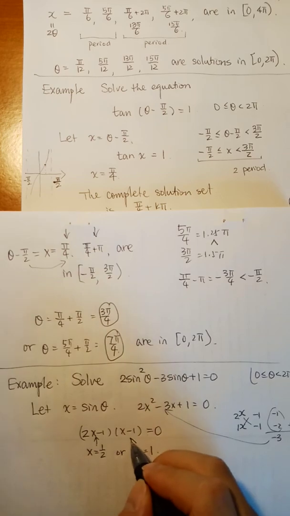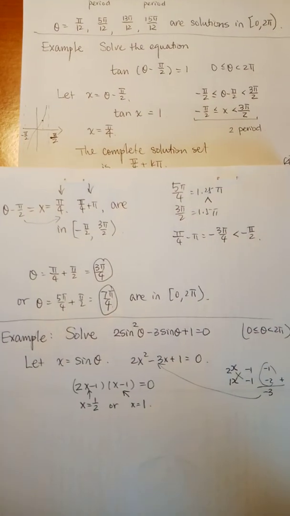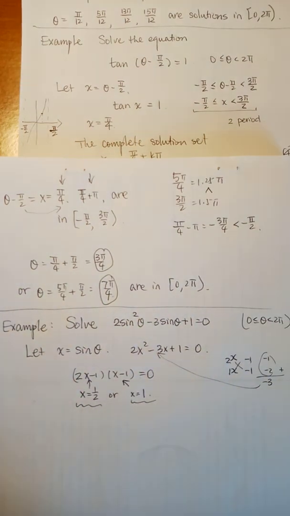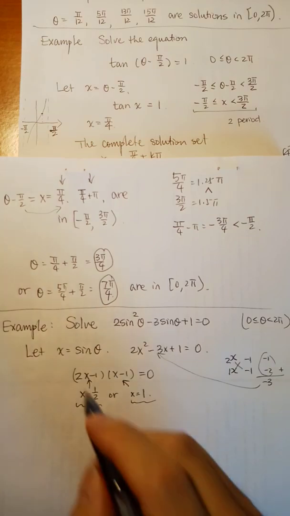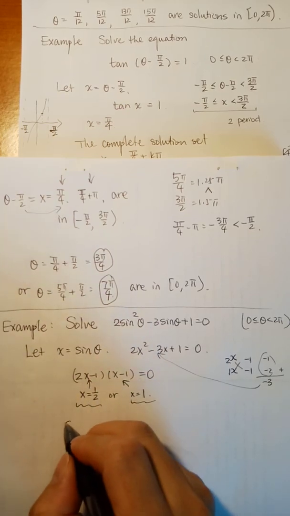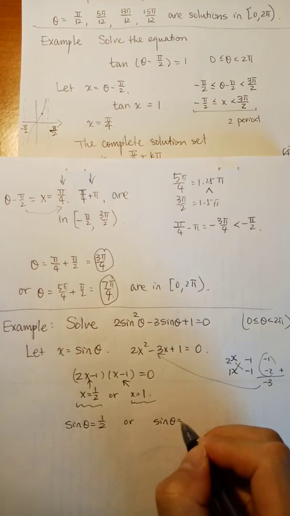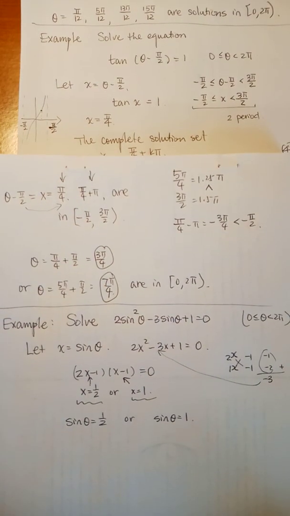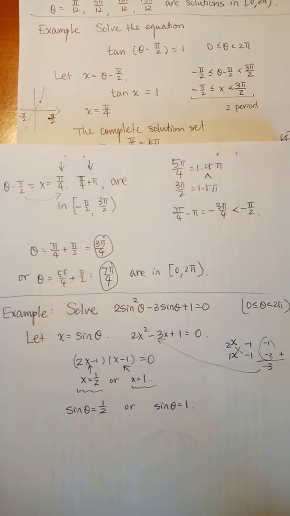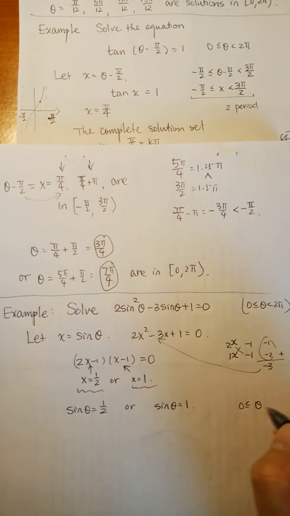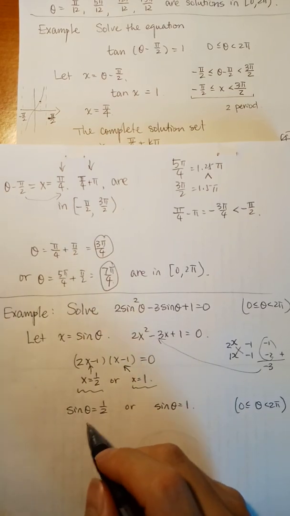This is a solution here, this is a solution here. Right? So we get the solution for the quadratic equation. But we know that our x is sine theta, so sine theta is 1/2, or sine theta is 1. And remember, theta is between 0 and 2 pi. This is a requirement. Now let's see.